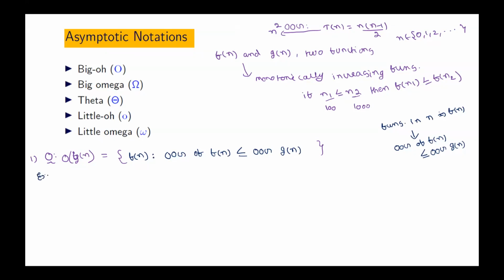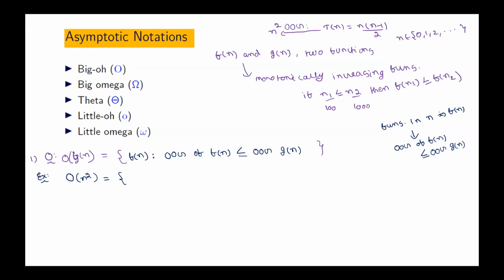Okay, a simple example. Tell me, what is big O of n square? What does it contain? Any function in n, but positive. All should be positive. Any function in n, but what is the guarantee we need to give? The order of growth of whatever function we write here is either equal to g of n or less than or equal to g of n.